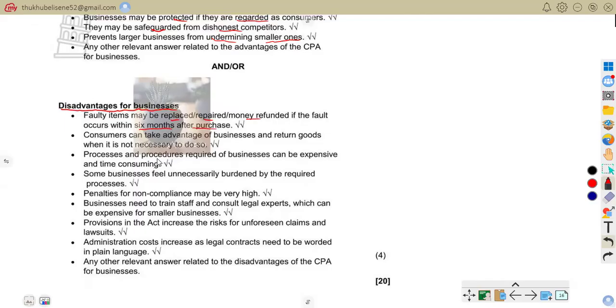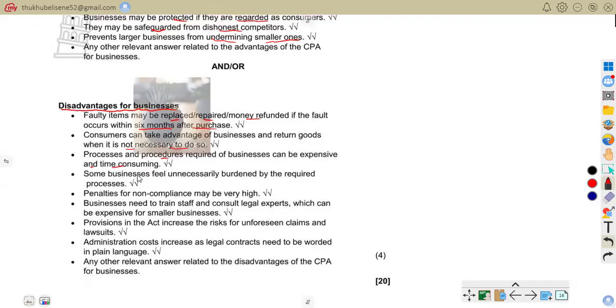That is why it becomes a disadvantage. Consumers can take advantage of business and return goods when it is not necessary to do so. There are those consumers who may abuse the return policy. Some customers may return goods unnecessarily. For example, returning a product after minor use without a valid reason.